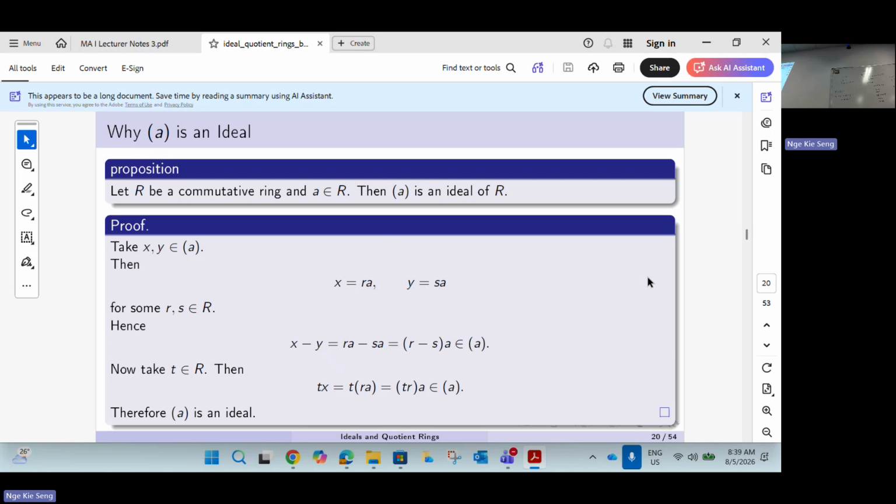I want to check why this bracket a is an ideal. Just now I said, same thing: just multiply by r, and then ra is also in the set.